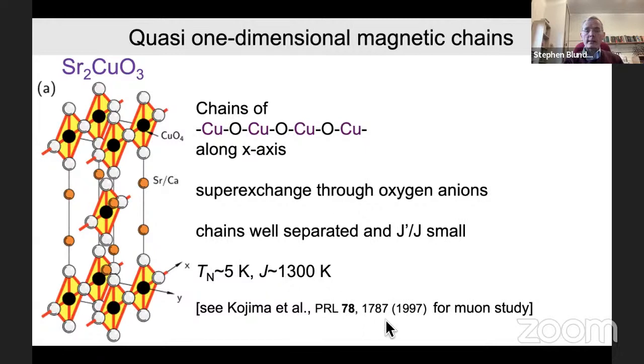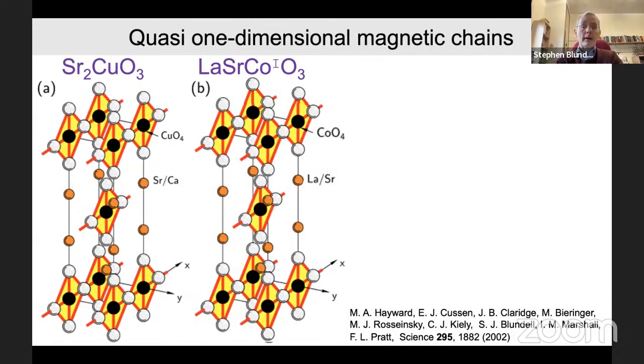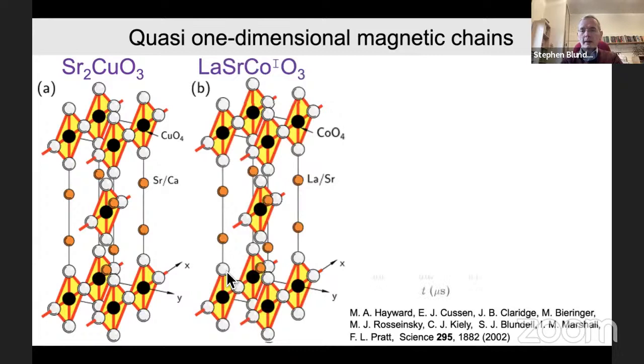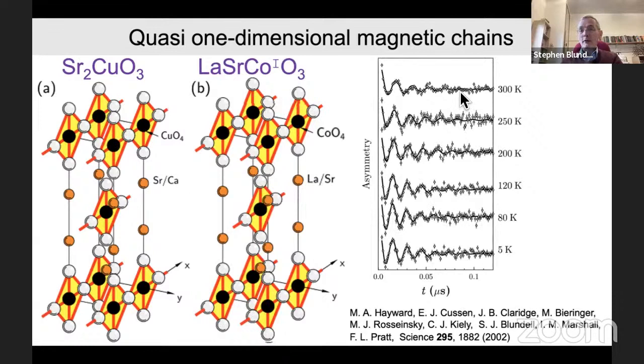We looked at an isostructural material about 20 years ago, lanthanum strontium cobalt oxide is what we initially thought it was. Here, the spins are slightly bigger, but the chains are further apart. So we thought this was likely to be a very good one-dimensional material. And I took it to PSI and measured it carefully at 5 Kelvin. Remember, the previous material only ordered at 5 Kelvin. So I measured it at 5 Kelvin. It was ordered. I went up and I went up and I went up. And at 300 Kelvin, the thing was still ordered. And this was very surprising.